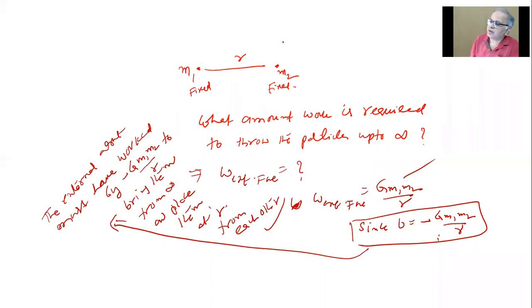So U equals minus GM2 by R is straight away the work done by the external agent. Or it is the work done by gravity with a negative sign in bringing the masses from infinity to that configuration. So I think I gave you the final words after all that discussion.